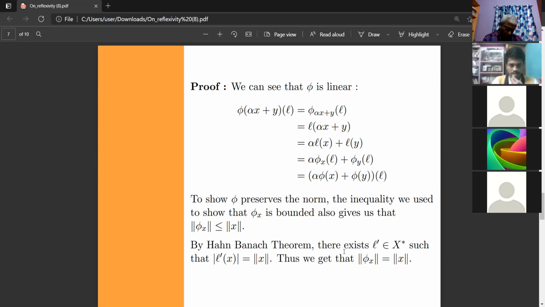And by the Hahn-Banach theorem, there exists some L' in H star such that L' of h is equal to the norm of h, by a corollary of the Hahn-Banach theorem. Thus, we get that this is actually an equality: the norm of phi h is equal to the norm of h.